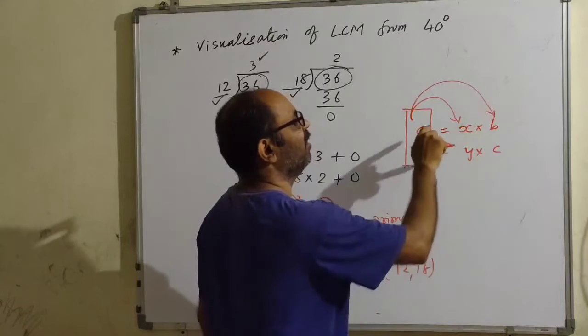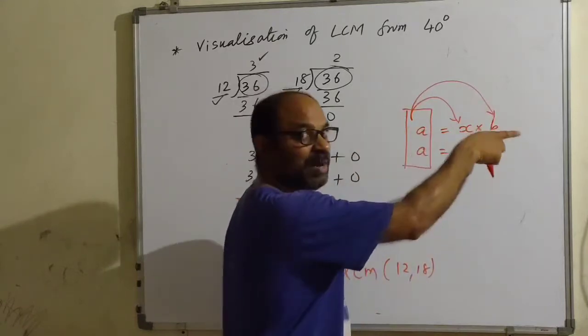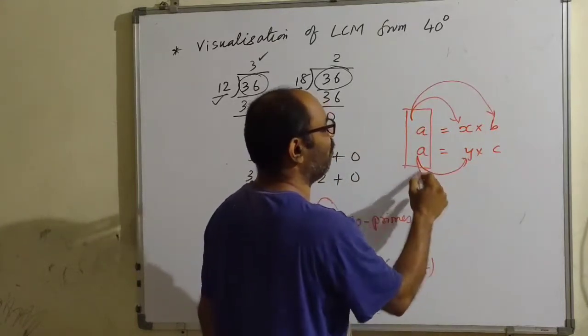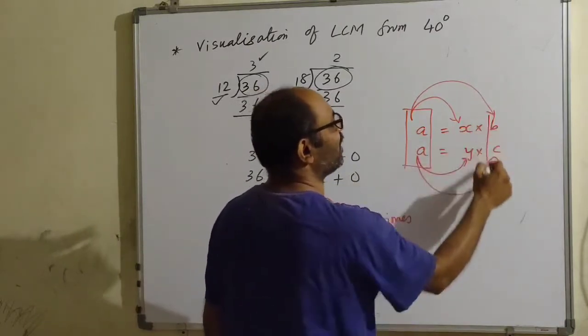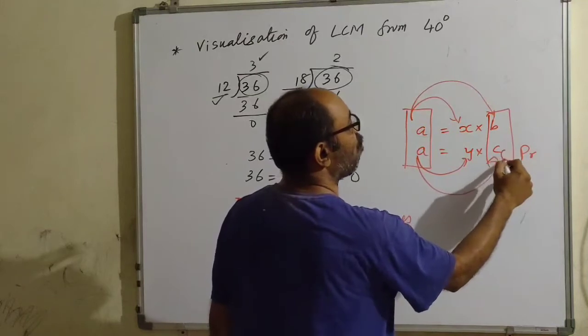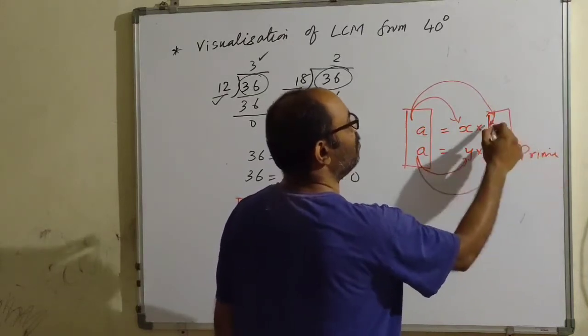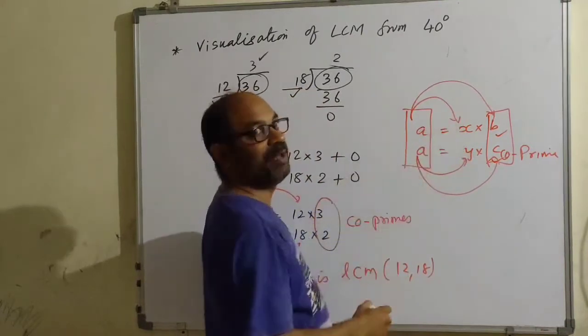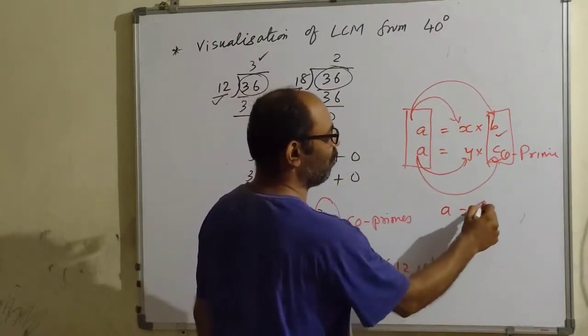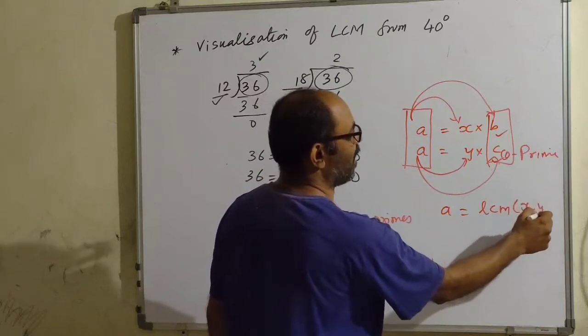A is multiple of X. A is multiple of B. A is multiple of Y, A is multiple of C. But when B and C are co-prime, A is the least common multiple, A is equal to LCM of X and Y.